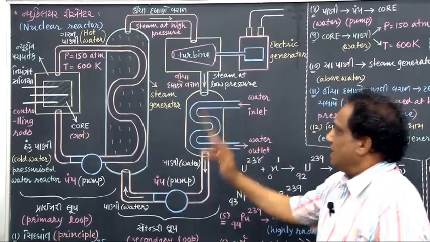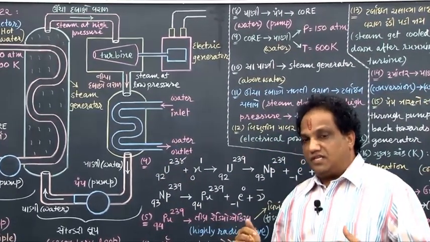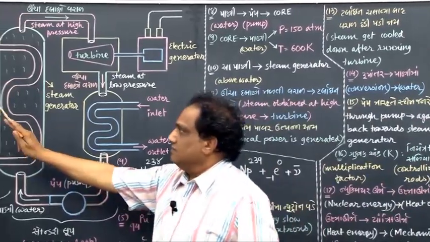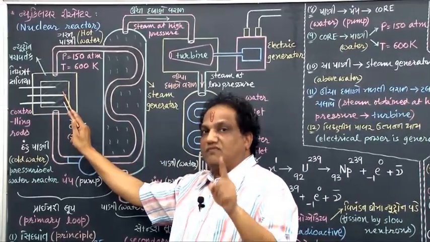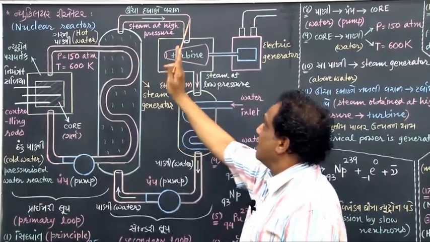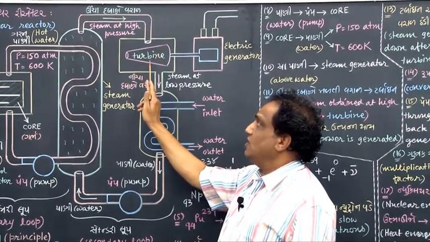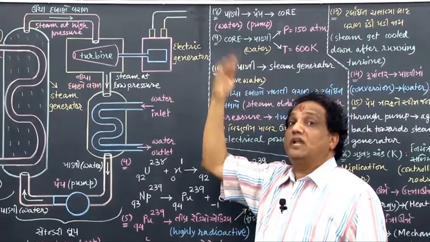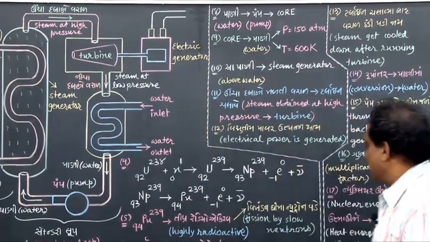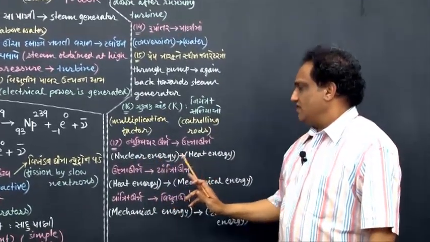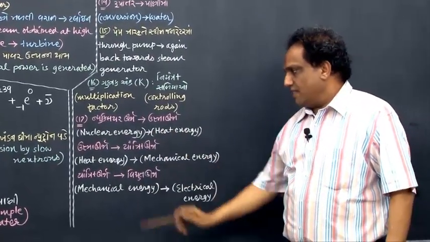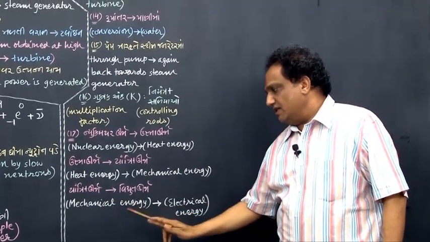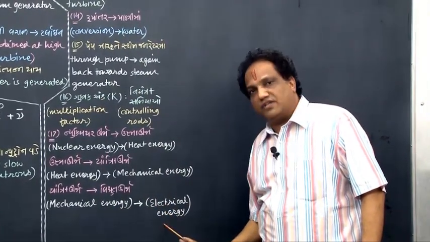Tell me, at which stage is energy in which form being transformed into which form? Here nuclear energy is being transformed into heat energy. Here heat energy is being transformed into mechanical energy, and here mechanical energy is being transformed into electrical energy. That's what I have written here. Nuclear energy first gets transformed into heat energy, heat energy gets transformed into mechanical energy, and finally mechanical energy gets transformed into electrical energy.